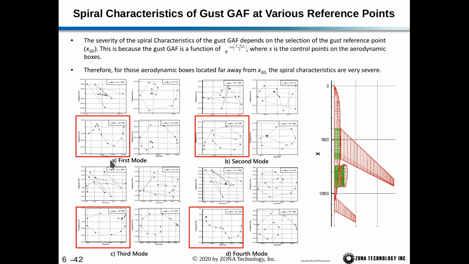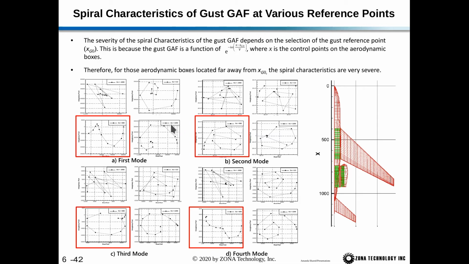So the box highlighted in red here is the xg0 that we've selected for the current case, where this is an xg0 of 690, which is right here. So you can see we've selected basically the midpoint of the wing as our gust reference point. So this gives us the least spiral characteristics. But now if we compare the first mode to an x0 of 0, if this is our gust reference point, you can see that we have a spiral developing here. Whereas here, we don't have a spiral developing yet. So this should be an easier fit for the RFA than this spiral.